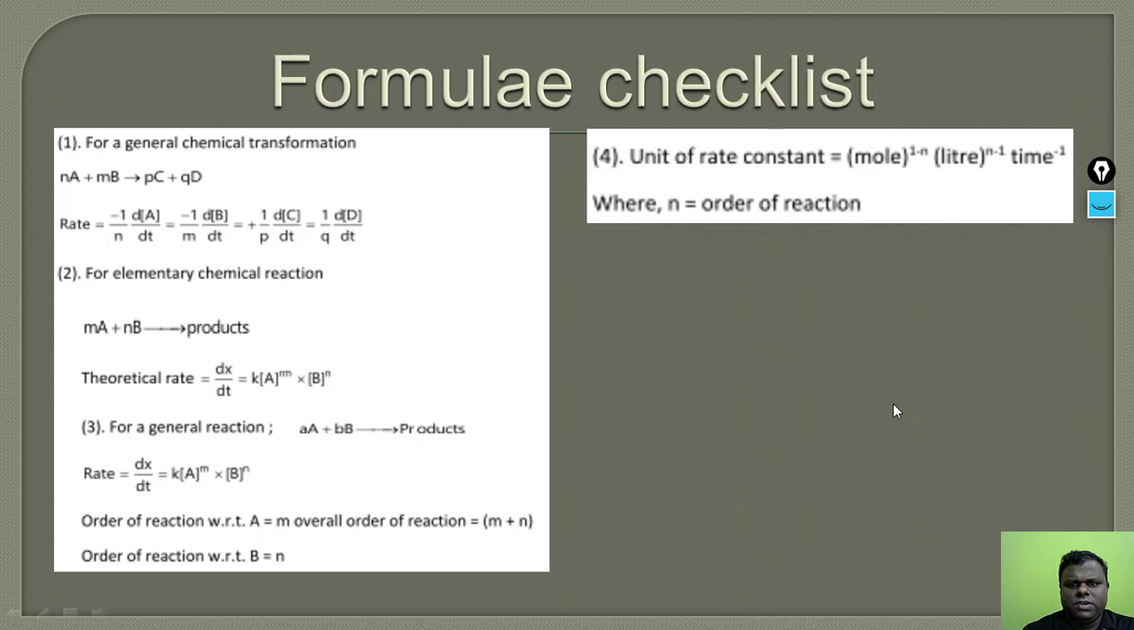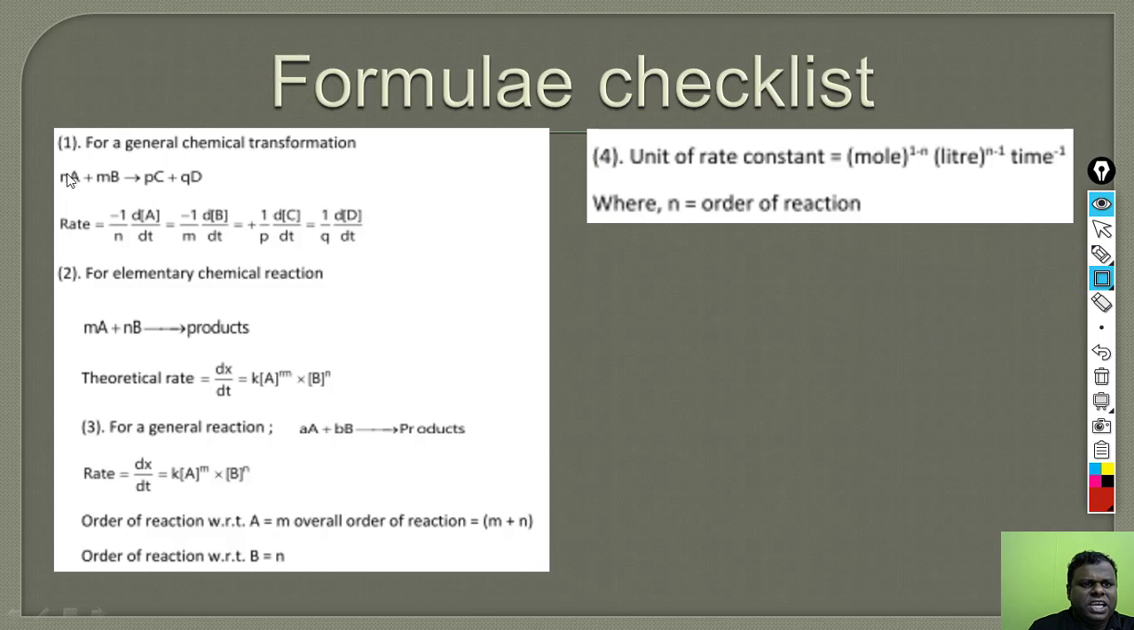Let's start with the formula checklist, which is in front of the screen. For a general reaction, you have n moles of A plus m moles of B. You already remember the concentration of the reactant decreases and the product increases. This is given by the negative sign and the positive sign on the reactant and the product side respectively, right? And now the stoichiometric coefficients have to be divided. For elementary reactions, the reactions that occur in small steps, the rate is given by k into [A] raised to m and [B] raised to n.